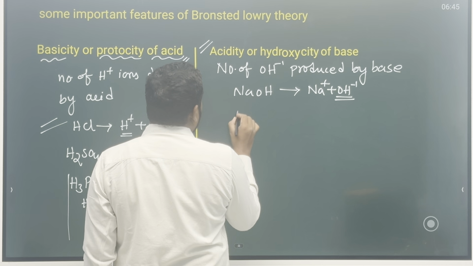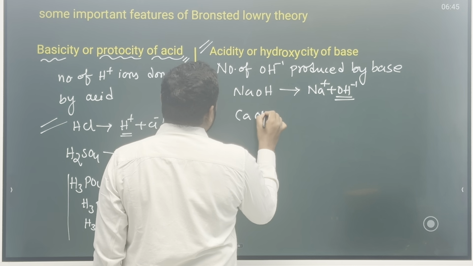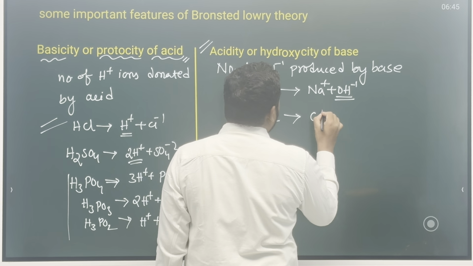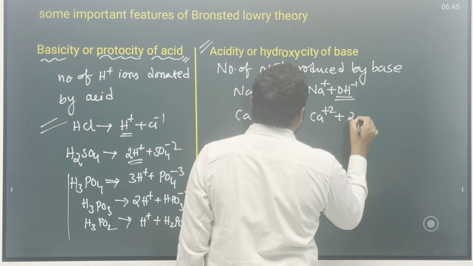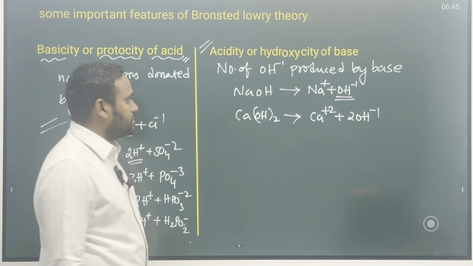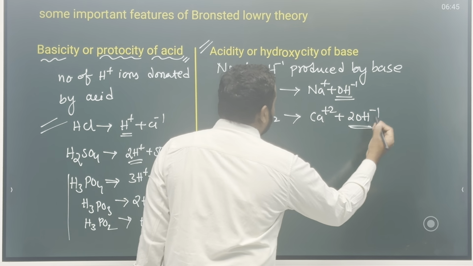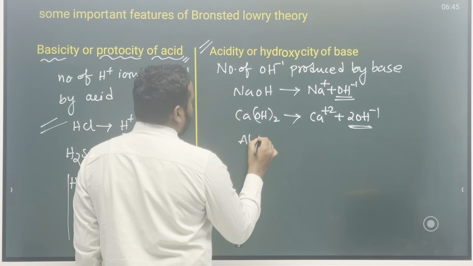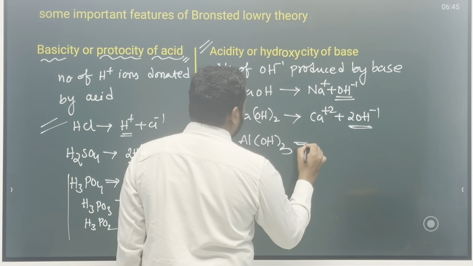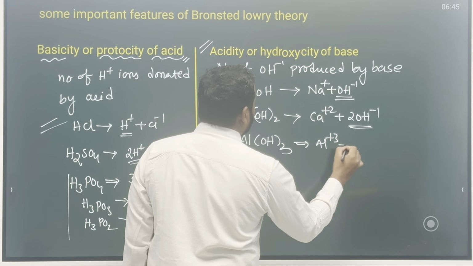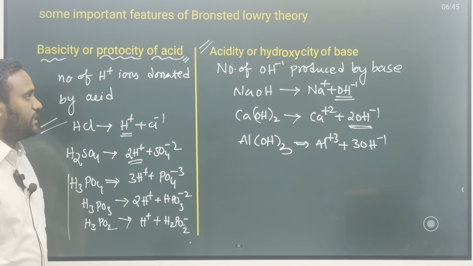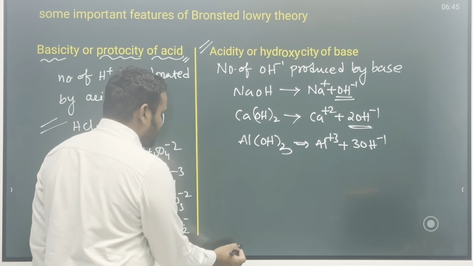Next, calcium hydroxide will give calcium plus 2 plus 2 OH minus ions. So what is its acidity or hydroxicity? That is 2. Next, aluminum hydroxide will give aluminum plus 3 plus 3 OH minus ions. Okay, this is the acidity or hydroxicity of bases.